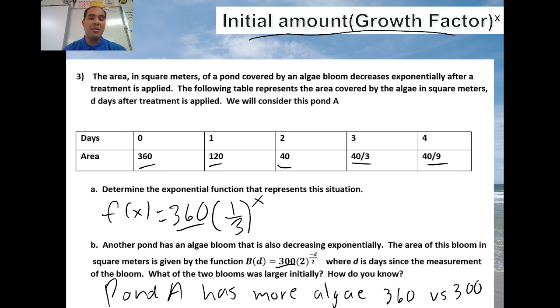So I would need to know here that you know where to look for the initial amounts, 360 for pond A and 300 for pond B. And that takes us through this first part of question number 3. Moving on.